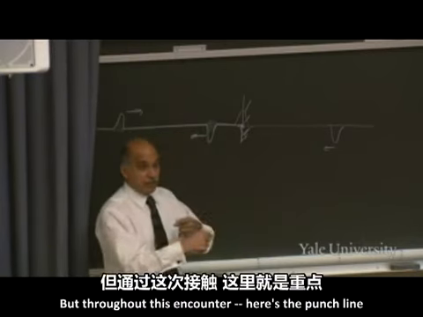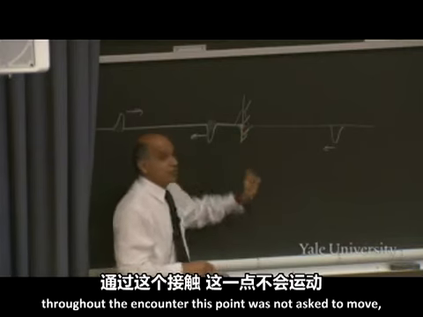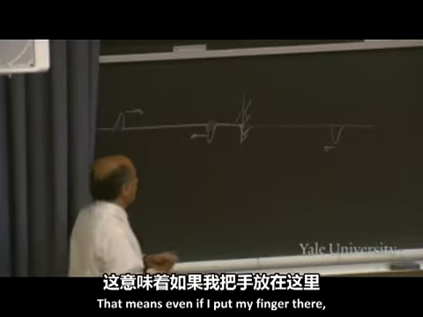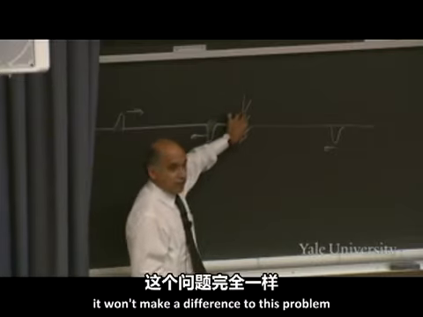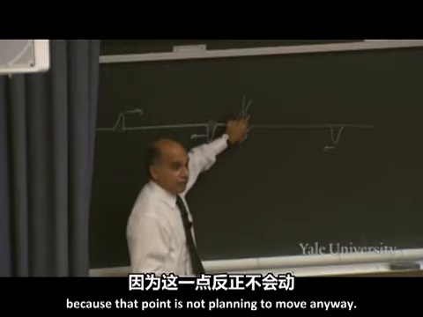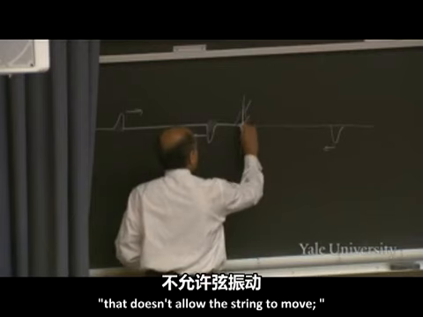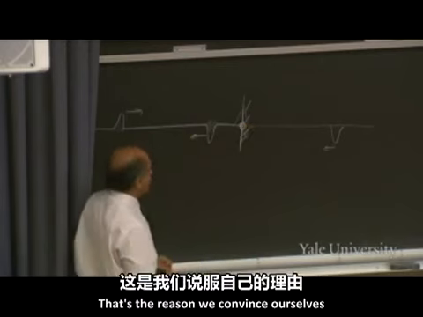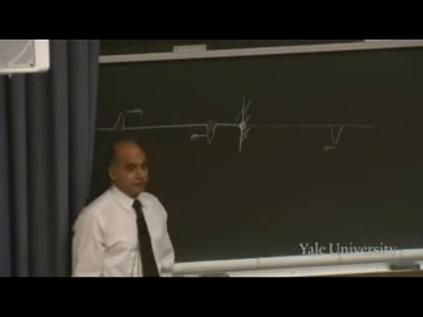But throughout this encounter, here's the punchline, this point was not asked to move, because the two waves cancel. That means even if I put my finger there, it won't make a difference to this problem, because that point is not planning to move anyway. It also means that if you put a barrier here that doesn't allow the string to move, it doesn't change the outcome. That's the reason we convince ourselves that the incoming pulse this way comes out that way.